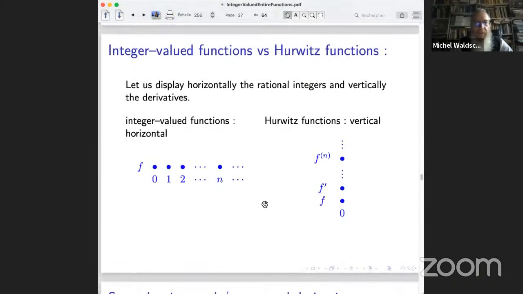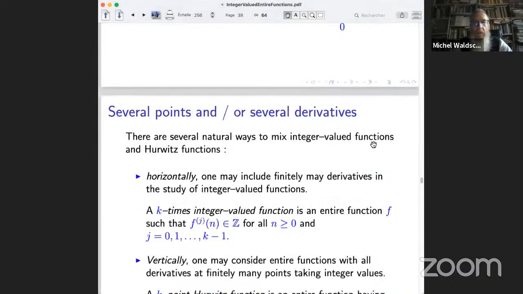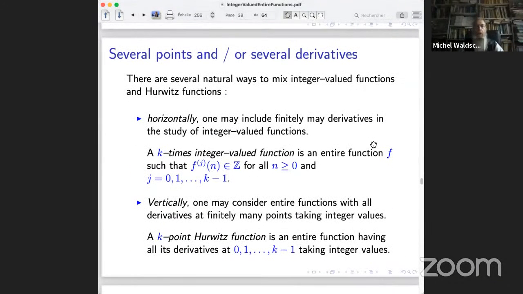So we have seen integer valued functions, and I use the following picture. I put the integers horizontally. We have seen Hurwitz functions, and in this picture, I put the derivatives vertically. And so I want to generalize integer valued functions and Hurwitz functions. How to do that? There are several ways to do that, and I will give several ways. The first one is horizontal, the second one is vertical, and we will see other ways later.